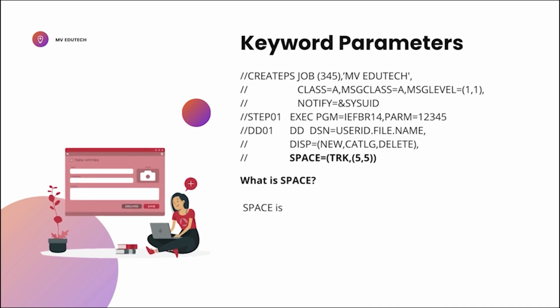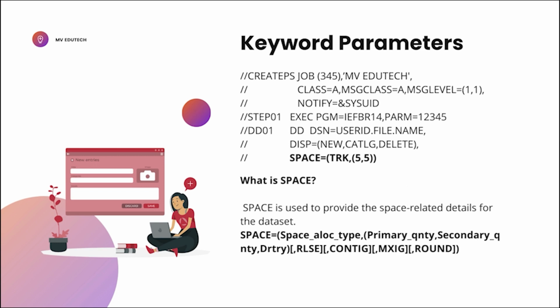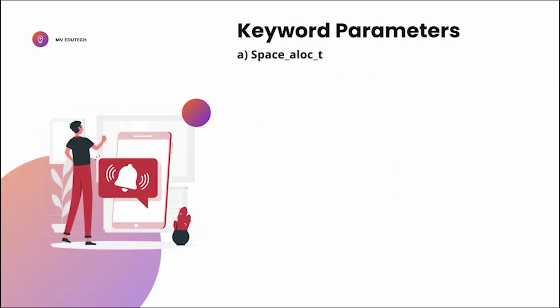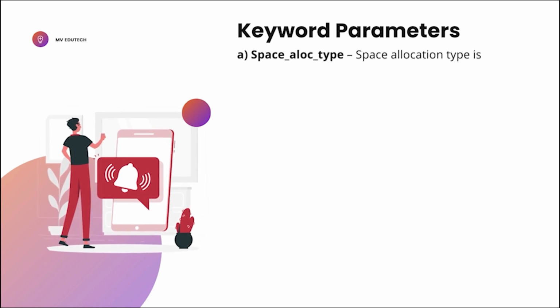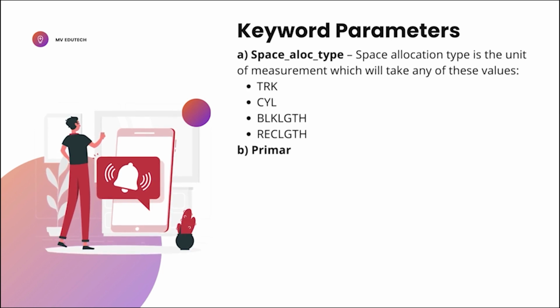What is SPACE? SPACE is used to provide the space-related details for the dataset. SPACE equals (space allocation type, primary quantity, secondary quantity, directory blocks, RLSE, CONTIG, MXIG, ROUND). A. Space allocation type is the unit of measurement which will take any of these values: tracks, cylinders, block length, record length.